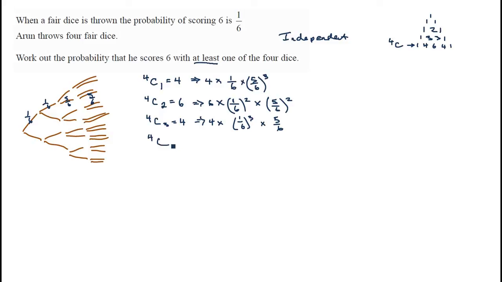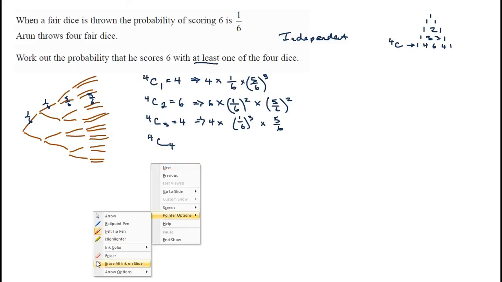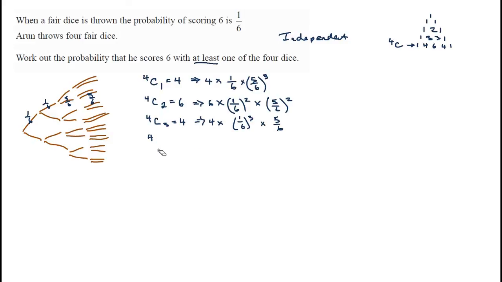So 4 choose 4. Let me just rewrite that C. That doesn't look very good. Okay. 4 choose 4. Well, 4 choose 4 is obviously 1. And you can see that on my Pascal's triangle. So that's 1 times, this time just 1/6th times 1/6th times 1/6th times 1/6th, and no 5/6ths at all.